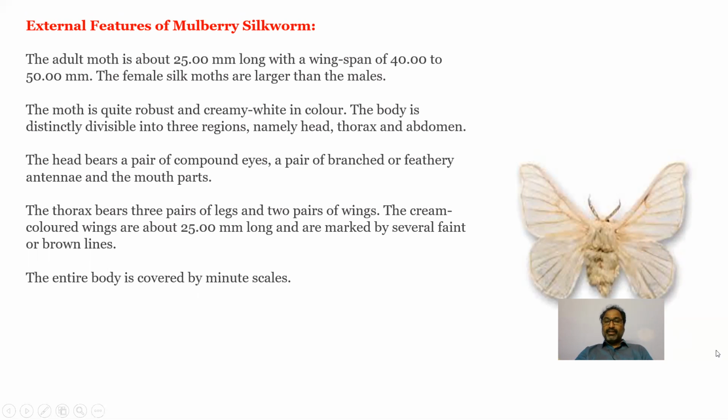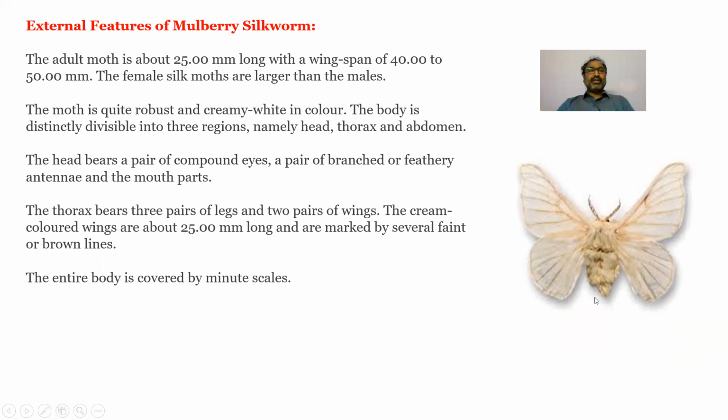See here, my dear friends, this is the adult silk moth you are observing. So let me see the external features, the morphology, the structure of the mulberry silkworm. This is the silk moth actually. The adult moth is about 25 mm long with a wing span of 40 to 50 mm. The female silk moths are larger than the males.